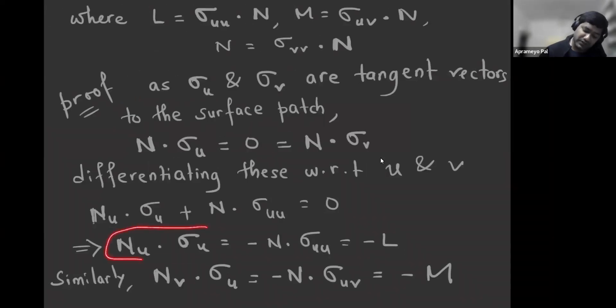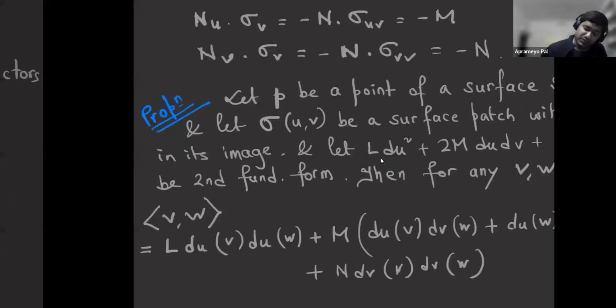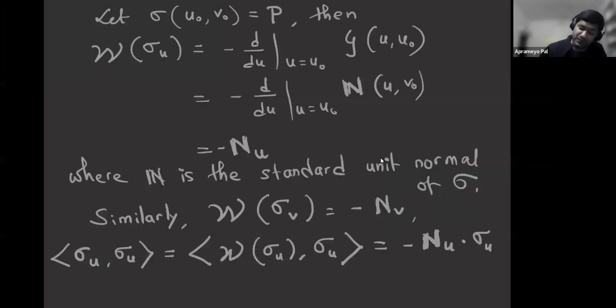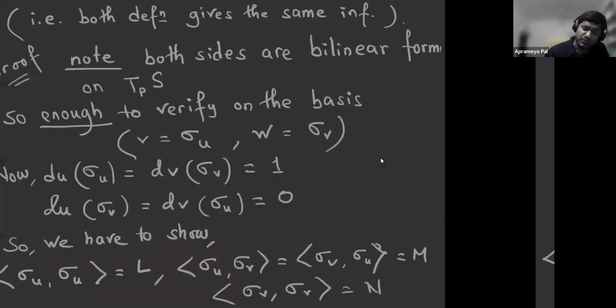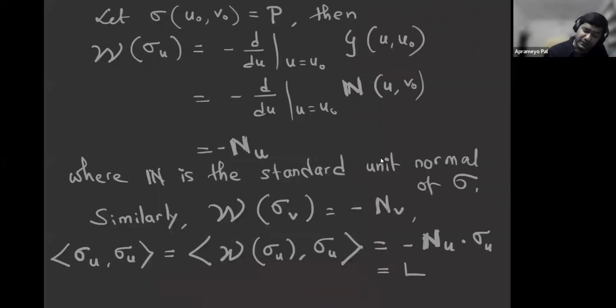So NU dot sigma U, this is minus N. So now you just put that. So minus NU dot sigma U, this is N. And that's exactly what I needed to prove. Sigma U dot sigma U, it's N. Okay, so the rest you can compute as a similar exercise.